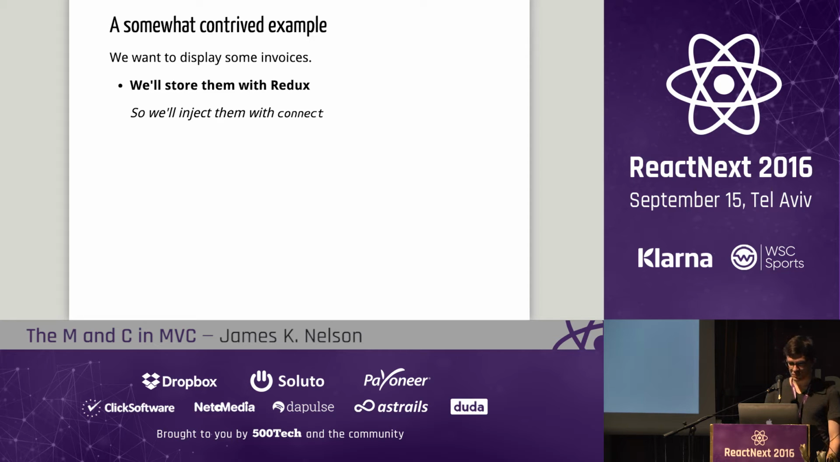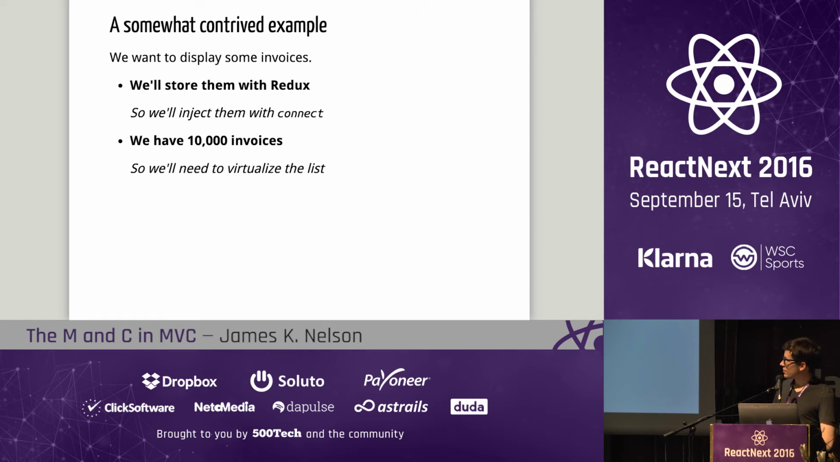And the way we're going to store them is we're going to have a global store of invoices. So we're going to have all of our invoices in there, kind of like a cache, everything that we've read in from the server. And we're just going to pull out the ones that we want and put them in the component. Another thing we'll say about this example is we're going to have like 10,000 invoices. So we can't render a list of 10,000 invoices, or we can, and the users will get really annoyed because it'll take about 5 seconds to render.